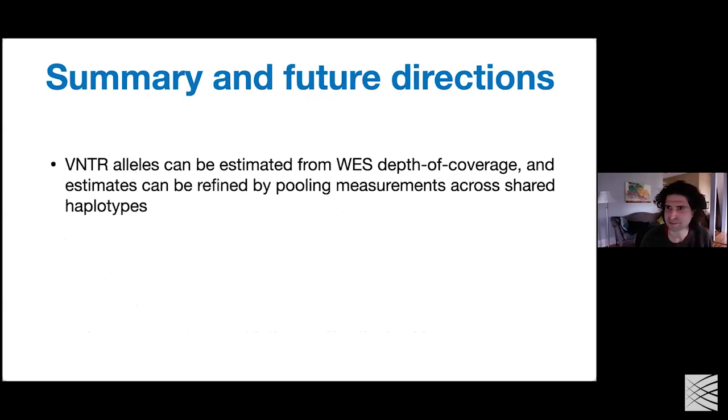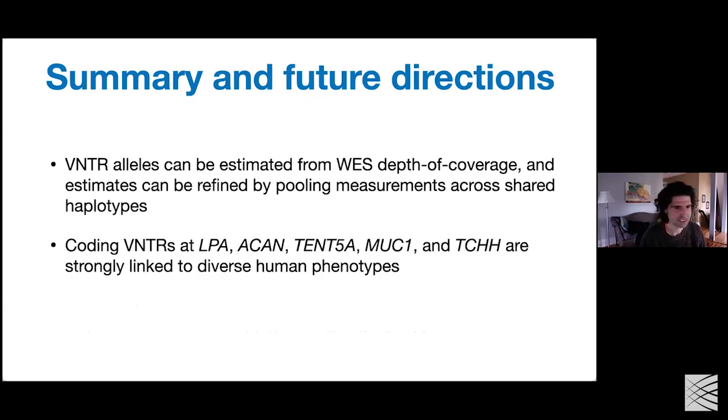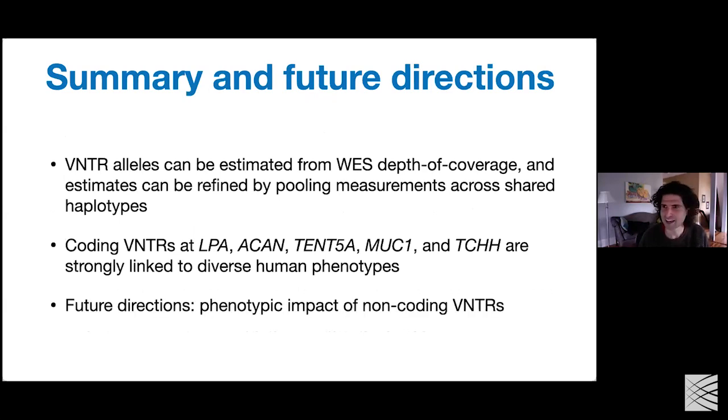So reminding you of everything you've learned today, VNTR alleles can be estimated from whole-exome sequencing depth of coverage, and estimates can be refined by pooling measurements across shared haplotypes. Coding VNTRs at LPA, ACAN, TENT5, MUC1, and TCHH are strongly linked to diverse human phenotypes. And as Mirtash already advertised, my talk for next year will be about the phenotypic impact of non-coding VNTRs.